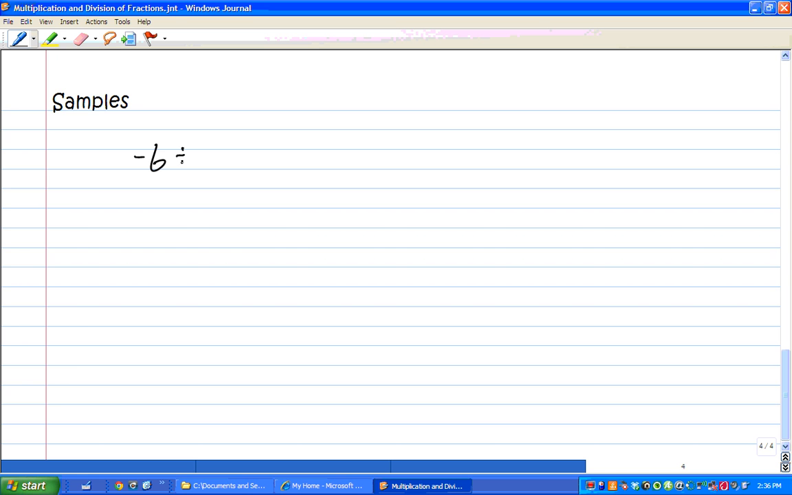-6 divided by 1 1/2, and -2/7 divided by -4 over 21. Pause the video, try those, and then see if you get it correct. Okay, I'm ignoring the sign here. 6 over 1 divided by 3 over 2. Change this to multiplication, flip the second fraction.